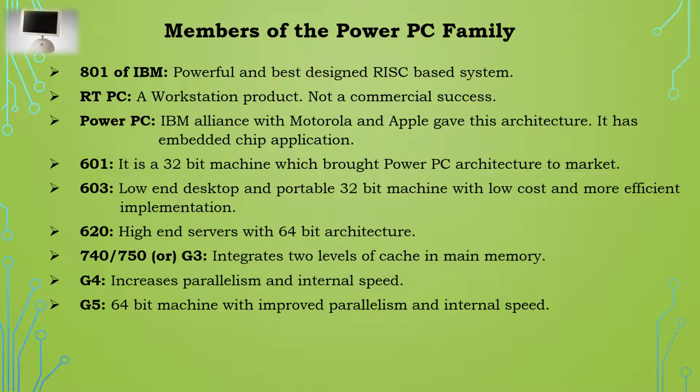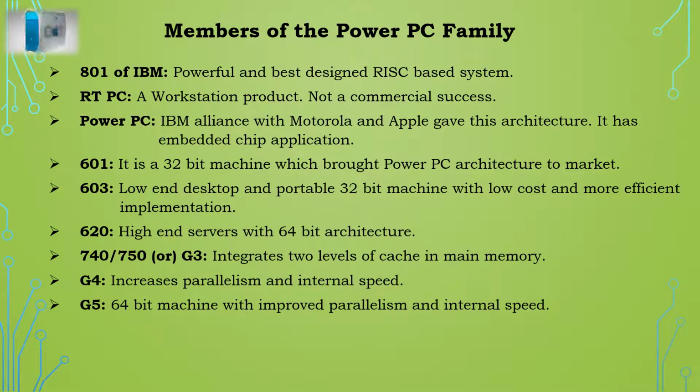PowerPC, where IBM aligned with Motorola and Apple to give this architecture. It has embedded chip applications. 601 is a 32-bit machine which brought the PowerPC architecture to market. 603, a low-end desktop and portable 32-bit machine with low cost and more efficient implementation. 620, a high-end server with 64-bit architecture.